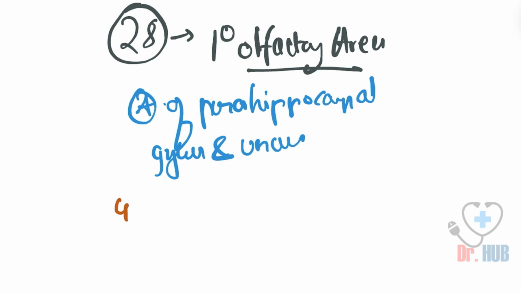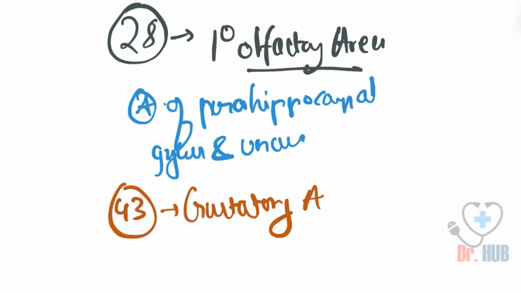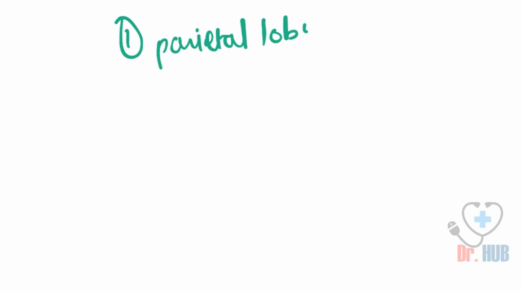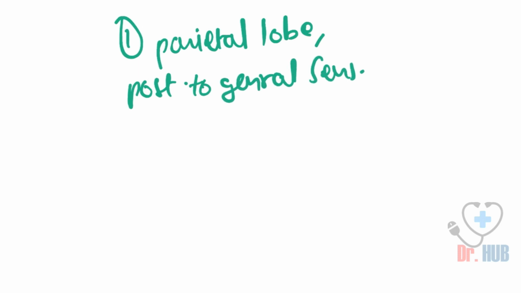Then we move on to 43. 43 is the gustatory area, the area of taste. So where is it located? It is located in the inferior part of the parietal lobe, as well as posterior to the general sensory area of the mouth.